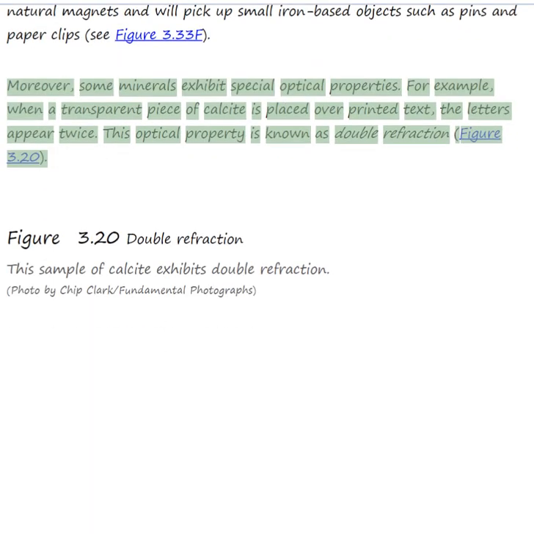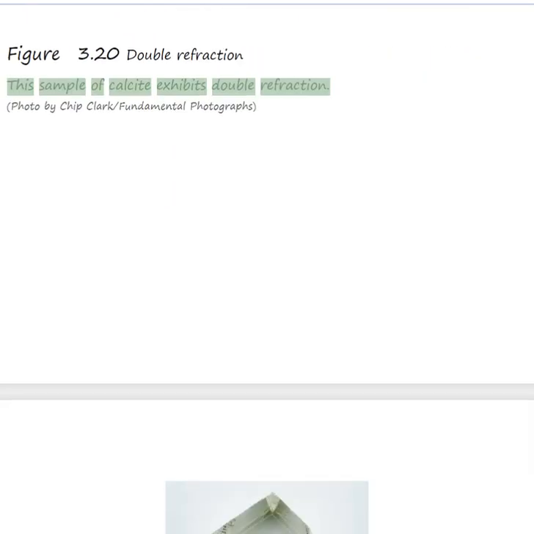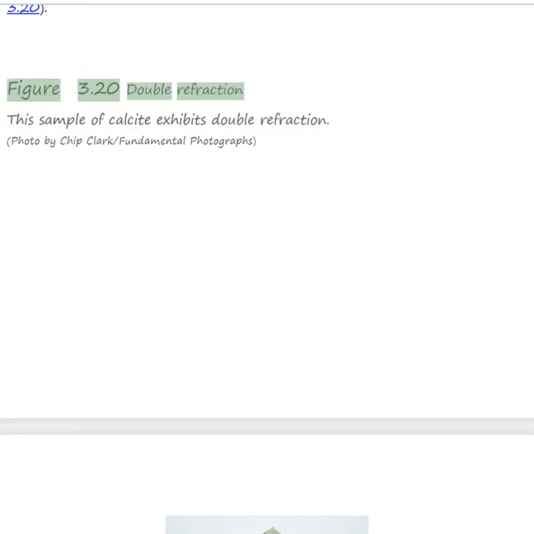Moreover, some minerals exhibit special optical properties. For example, when a transparent piece of calcite is placed over printed text, the letters appear twice. This optical property is known as double refraction. This sample of calcite exhibits double refraction. Figure 3.20 Double refraction.